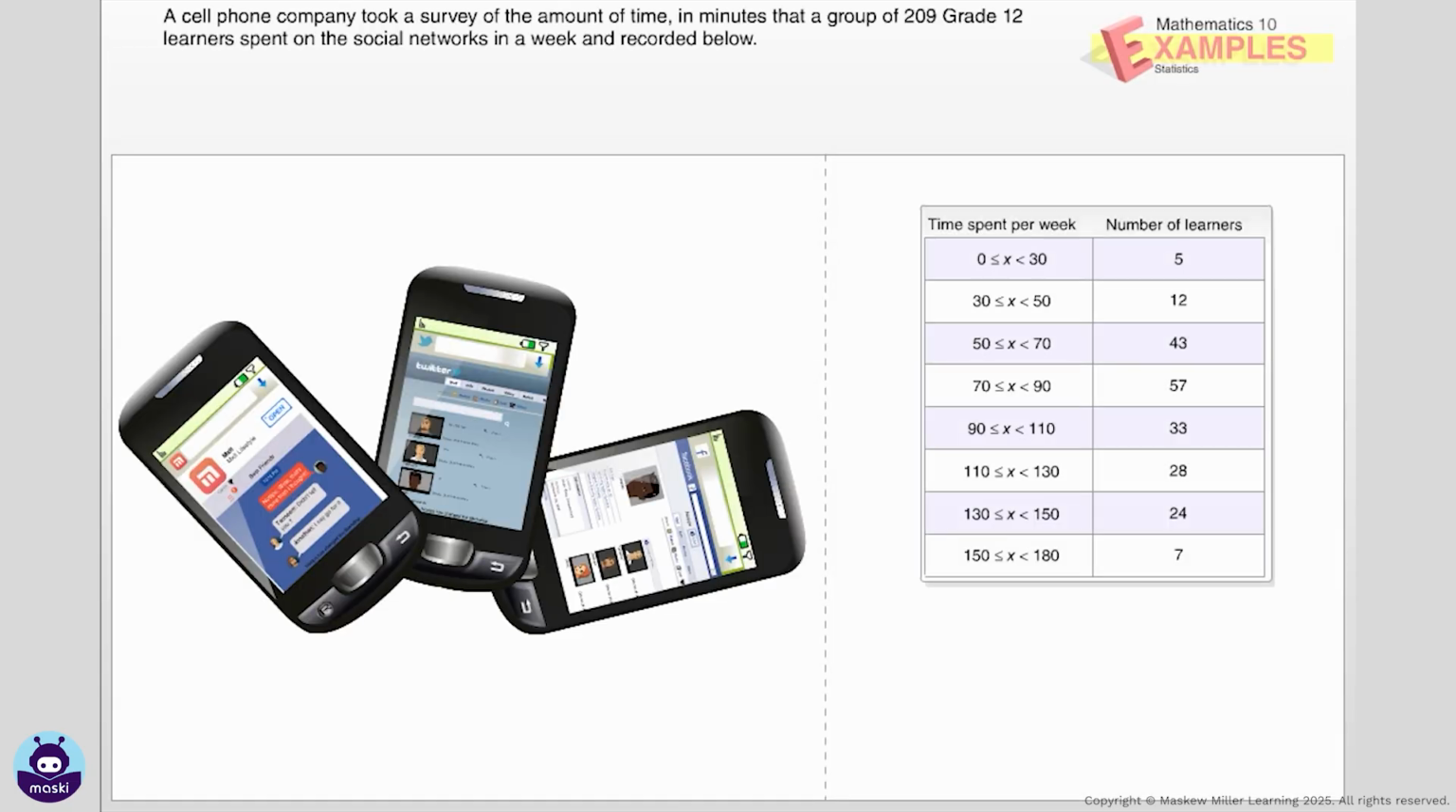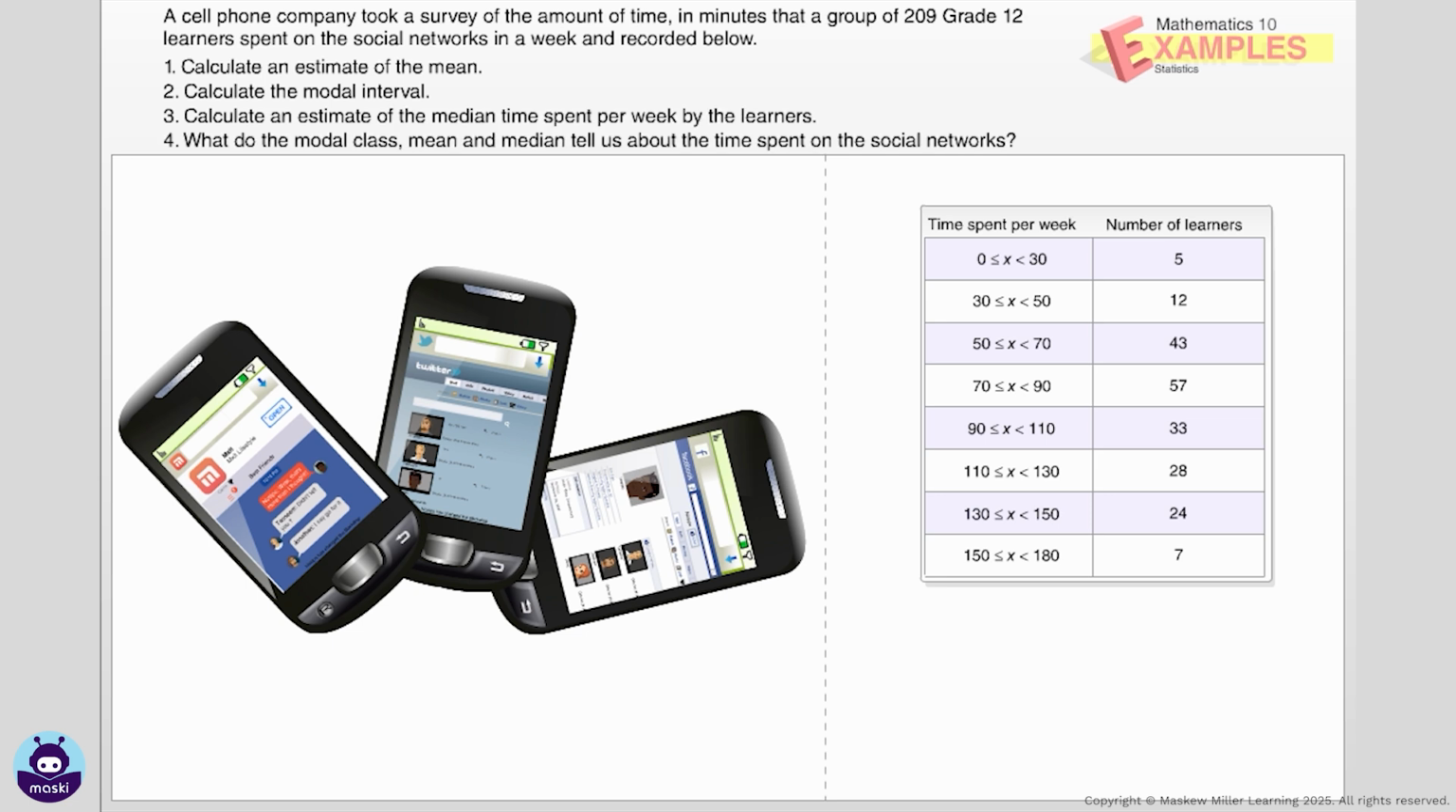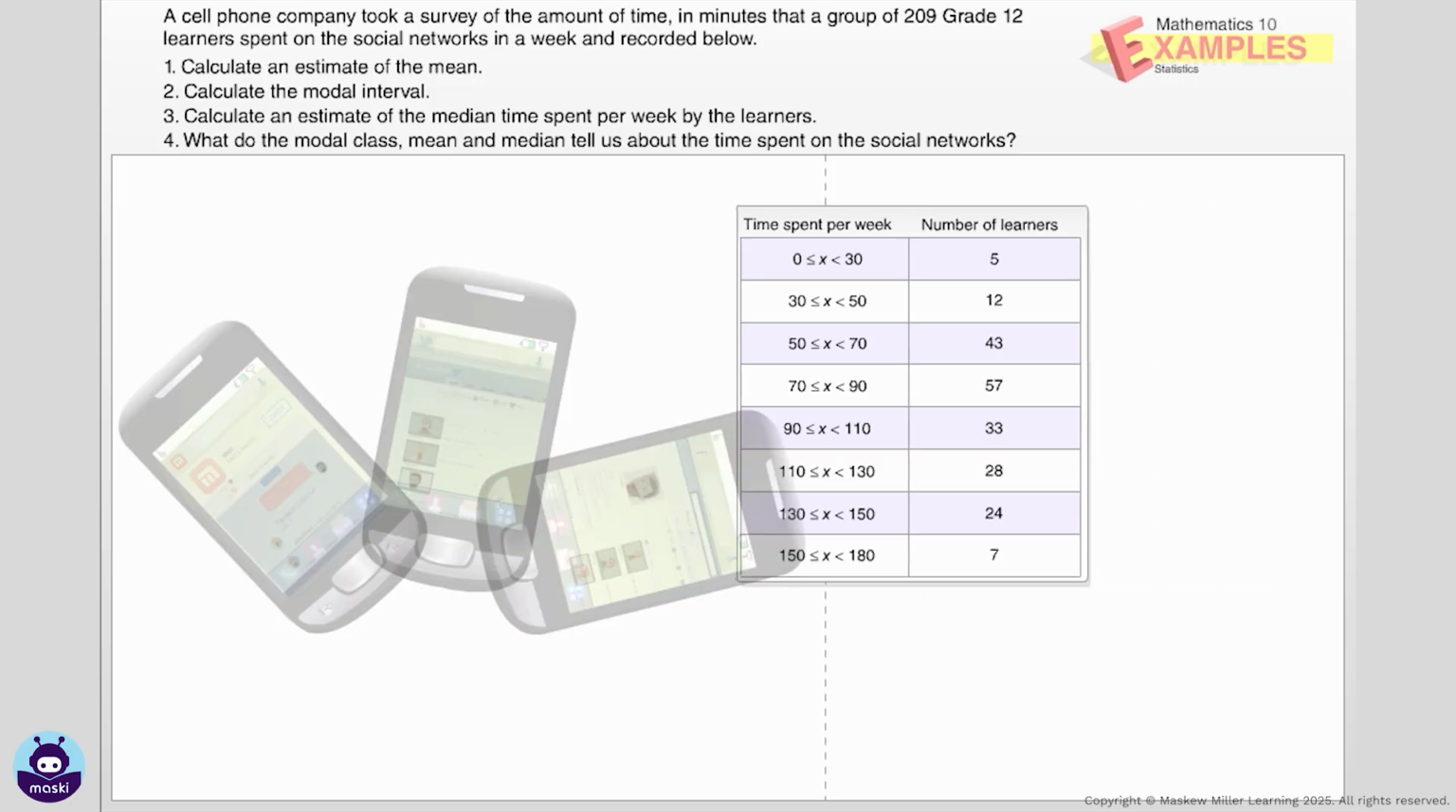A cell phone company took a survey of the amount of time in minutes that a group of 209 grade 12 learners spent on the social networks in a week, and recorded below. Calculate an estimate of the mean. Calculate the modal interval. Calculate an estimate of the median time spent per week by the learners. What do the modal class, mean, and median tell us about the time spent on the social networks?